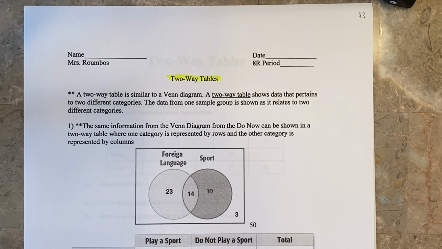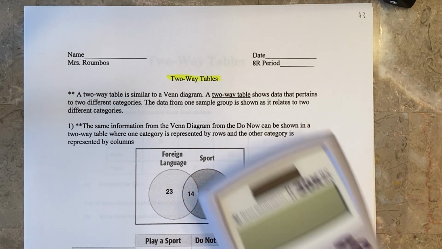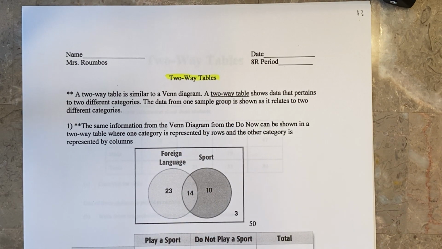So we're going to actually spend 3 days on two-way tables. Each day will get a little more difficult. Today we're going to do the basics. You definitely need a calculator for today. And here we go.